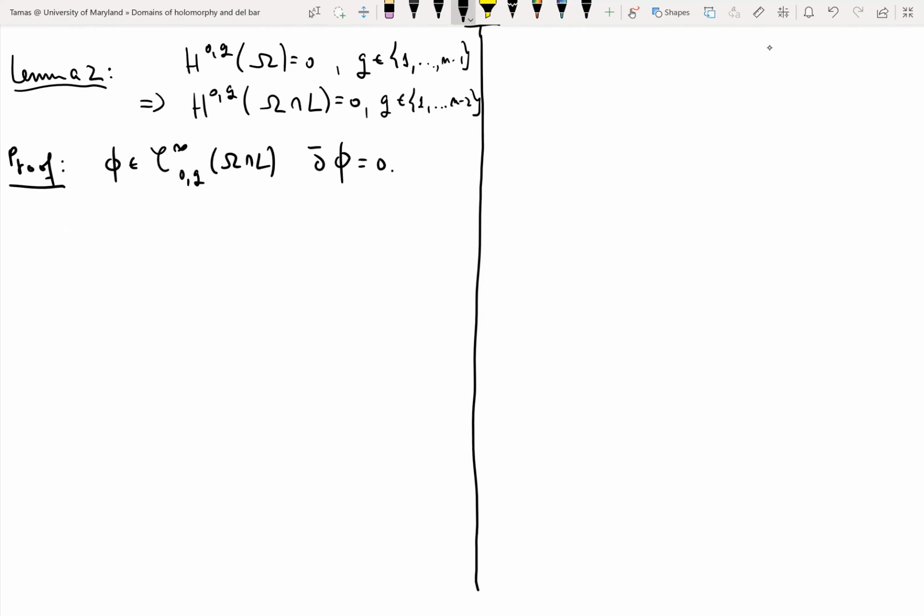Now, before I do that, I will first extend phi to a capital Phi on omega in such a way that the extension is also closed. So for this, we have to solve again the del bar problem. And the way we do this, we essentially use the exact setup from the previous lemma, using the setup of the previous proof.